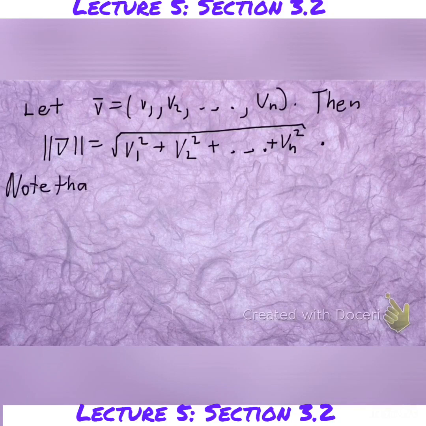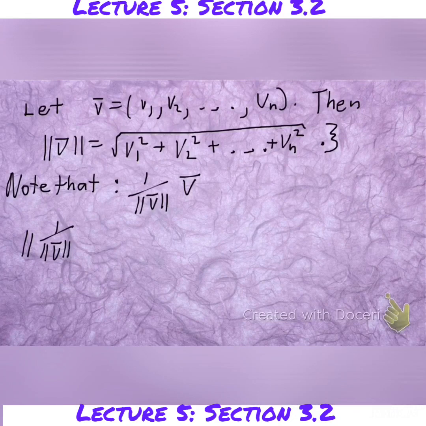Now, if we take this vector v and we multiply it with a scalar, let's multiply it with this scalar. Remember, this thing here is a real number, so it's a fixed number. So we take the scalar multiple of the vector v. Okay, now what is the norm of this scalar multiple?